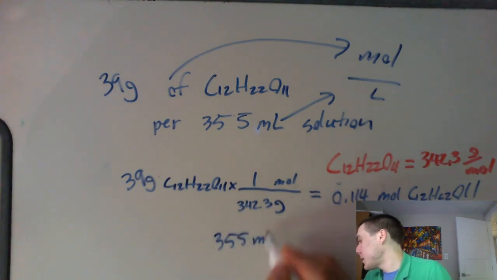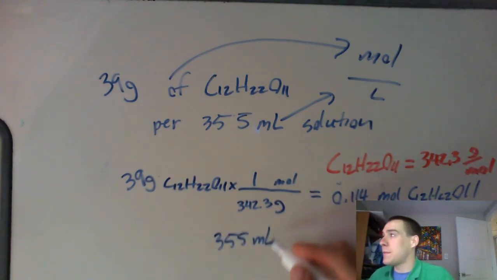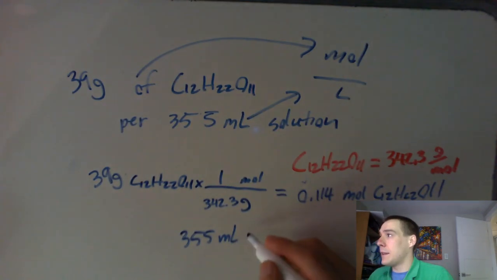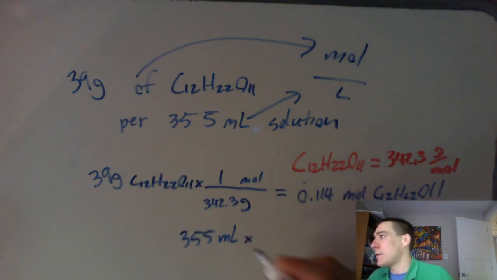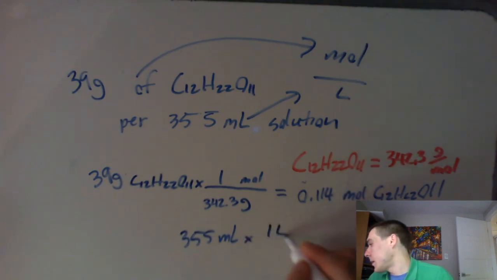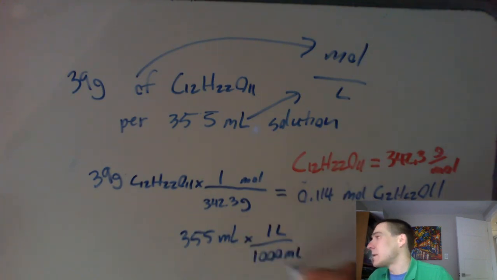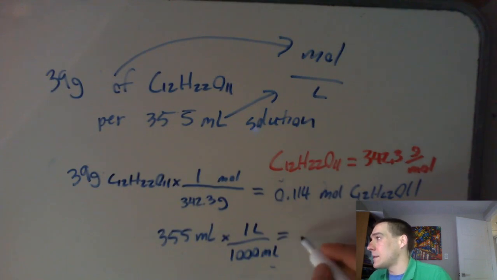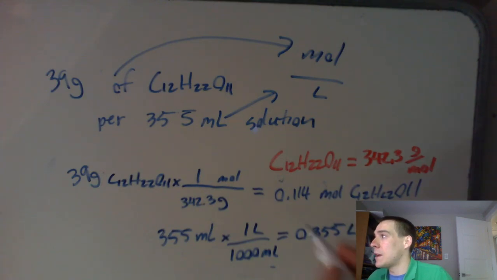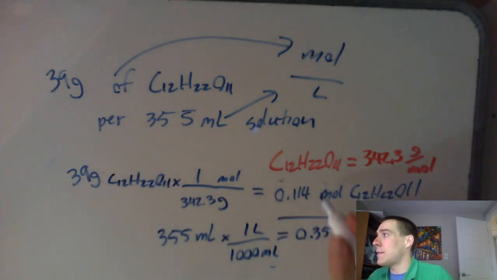Now, 355 milliliters is how many liters? We can do a conversion factor: 1 liter is 1,000 milliliters. My milliliters will cancel out, so I know I divide by 1,000. So that's 0.355 liters.